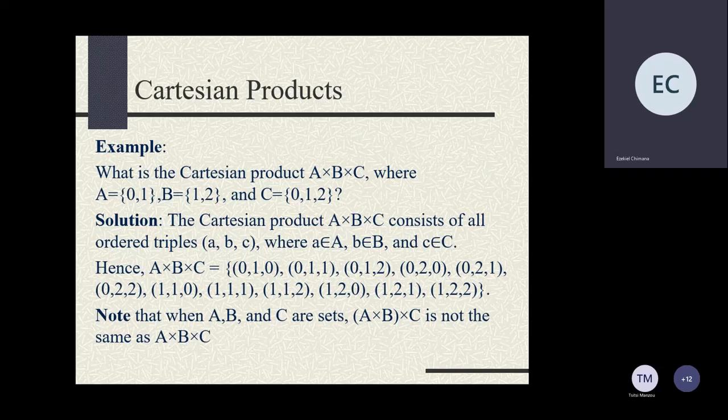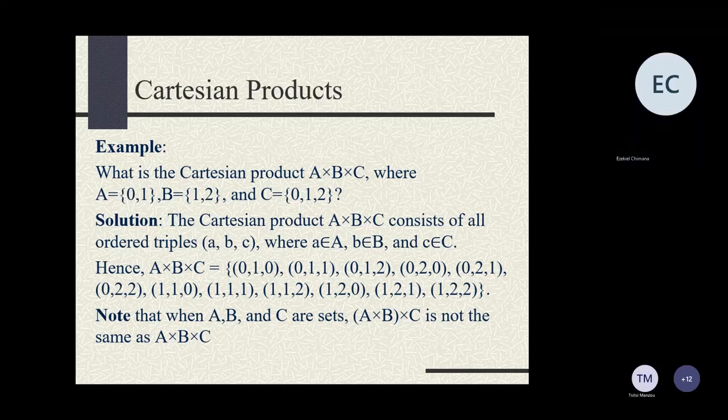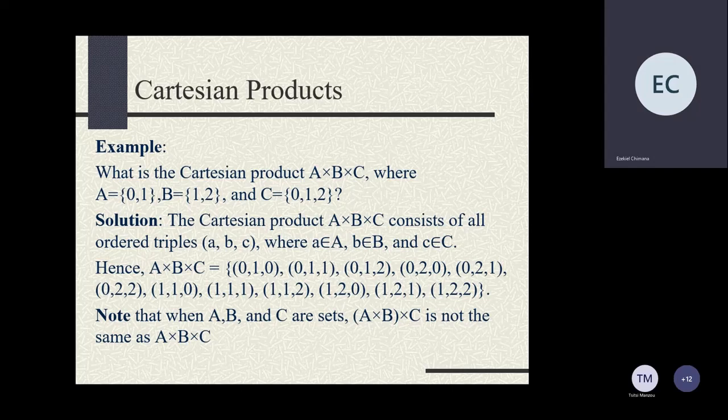And that will be the Cartesian product of A cross B cross C. I think if you try to follow the logic, it will be easier for you. I don't know if there is any question on that.